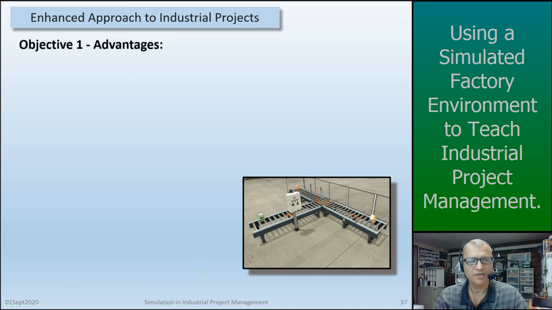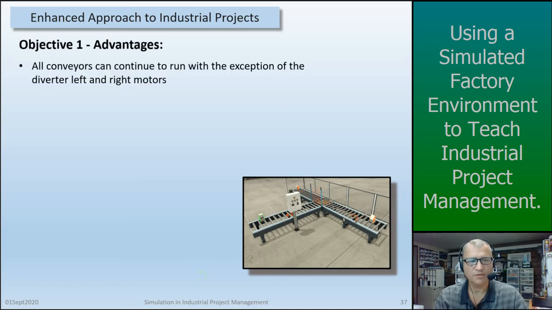Okay, so we take a look at the advantages for this. We notice that all the conveyors can run with the exception of the diverter left and right motors. It's very easy to program, moving one pallet and box at a time. It's easy to program faults. Again, same reason, using one pallet and box at a time.